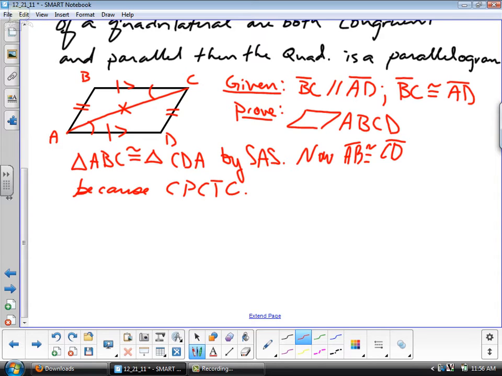And since both pairs of opposite sides are now congruent, this is a parallelogram by theorem 5.